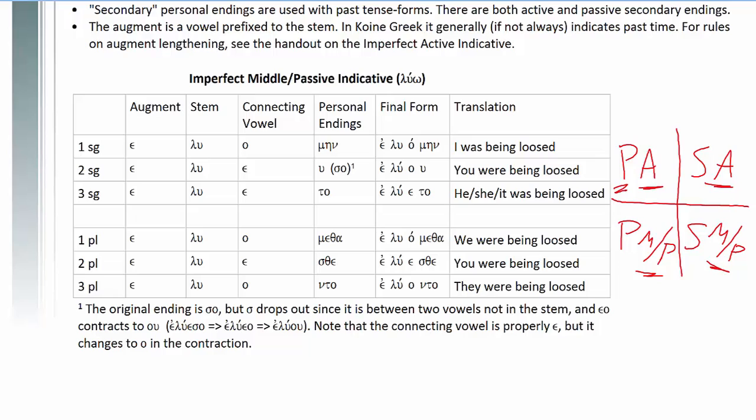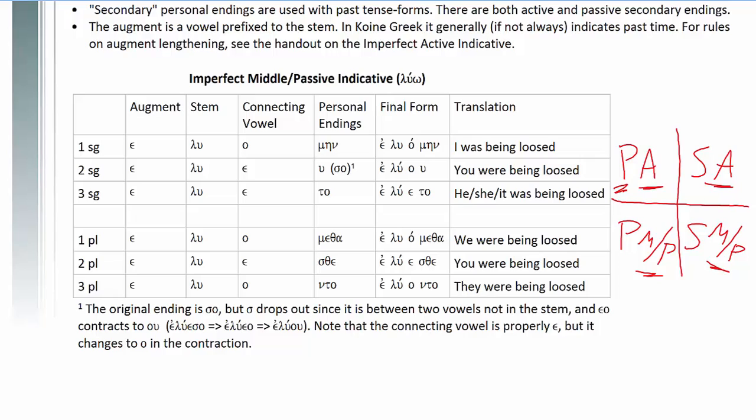But remember that the primary personal endings correspond to tense forms that are more generally aligned with present tense time, future tense time, whereas the secondary endings are more aligned with tense forms that tend to be more past oriented. It's not a one-to-one correspondence, but that's just a general guideline. So in this case we have the secondary middle passive endings because we're in the imperfect tense form. And this is the imperfect middle passive, so we get the middle passive forms.